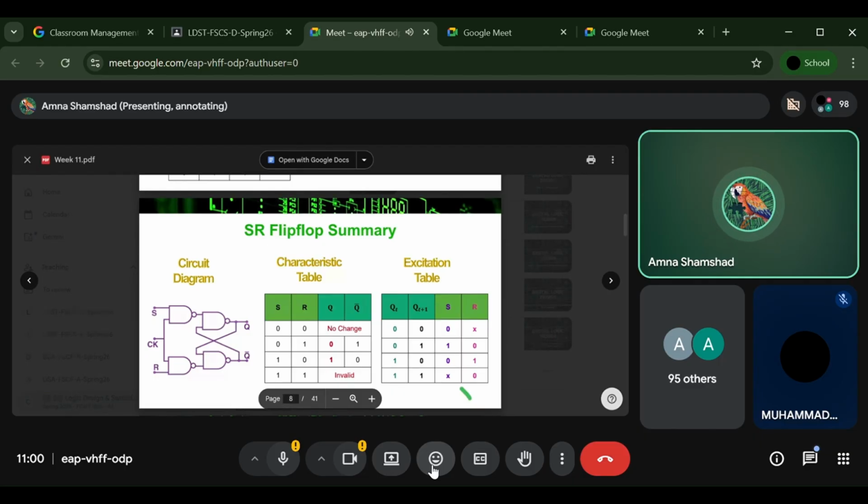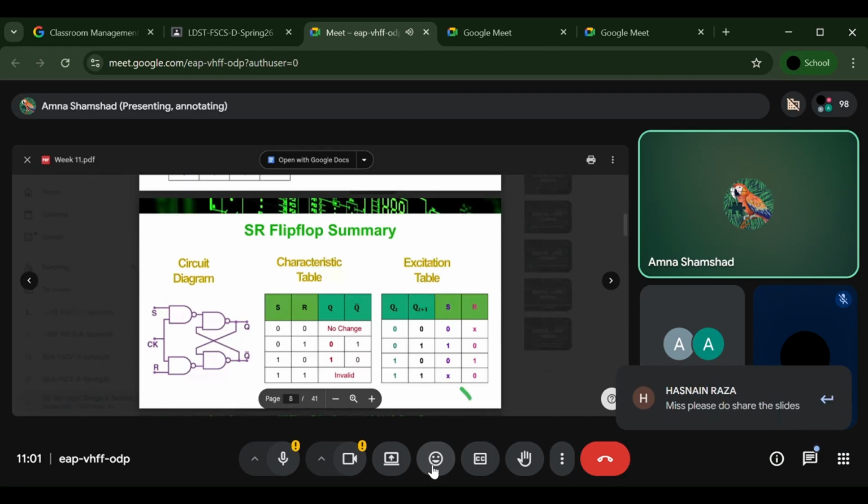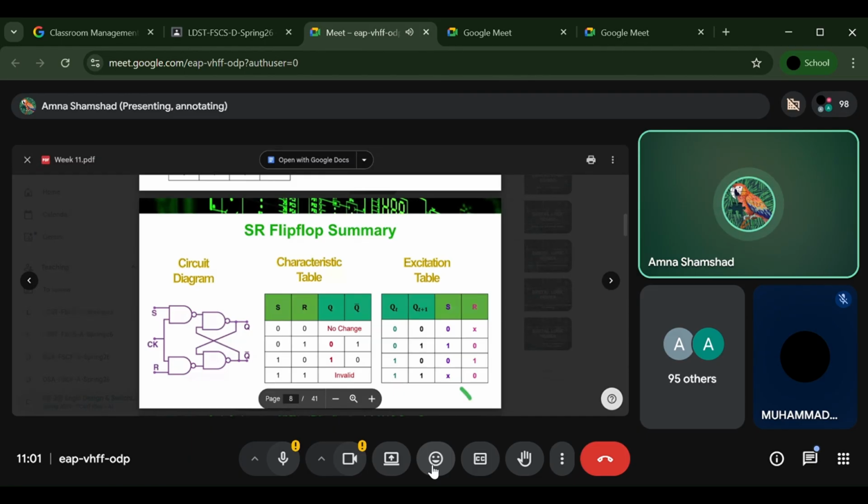Now coming to the main thing. This is my circuit diagram. We have not discussed the circuit diagram for any of the flip-flops yet. First we will discuss the simple combination of latches in the class, and then we will discuss the more detailed forms. But here we discuss only this combination. This is the SR flip-flop, and this is its circuit diagram.